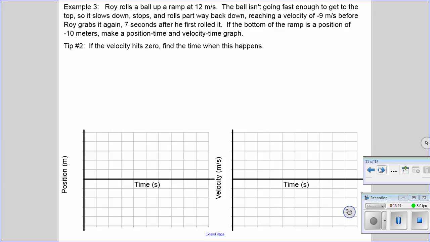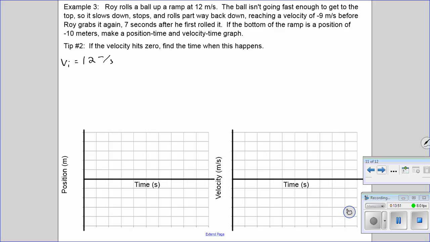All right, so we're going to kind of have to do two sets of calculations here. But that might not be obvious yet. All right, so let's start by just taking apart the information in the example, just like we did in the first two examples. All right, so here we go. Roy rolls a ball up a ramp at 12 meters a second. So what do you guys got? That's the initial velocity, right? That's how fast it's going when he first rolls it up the ramp.